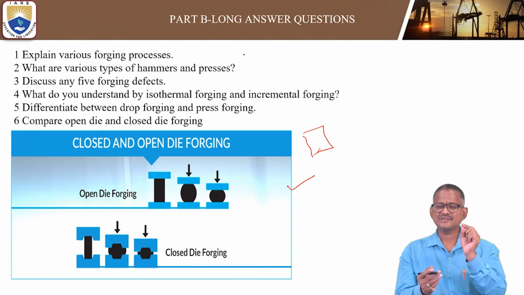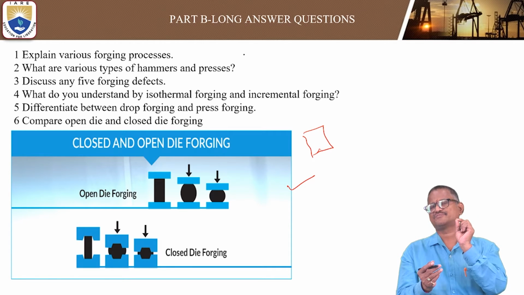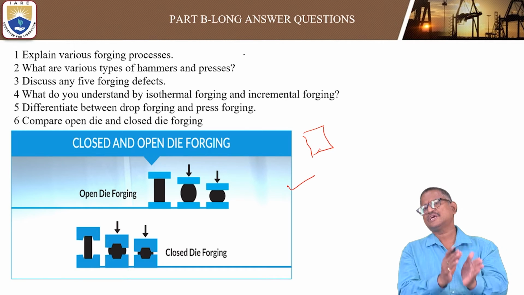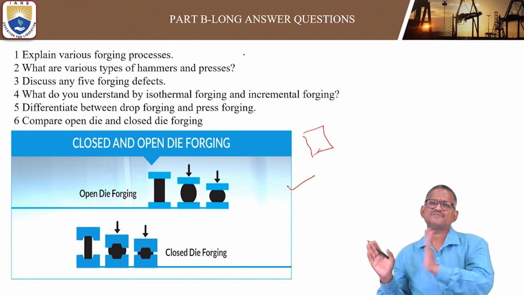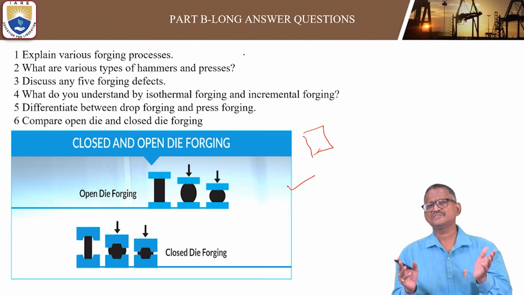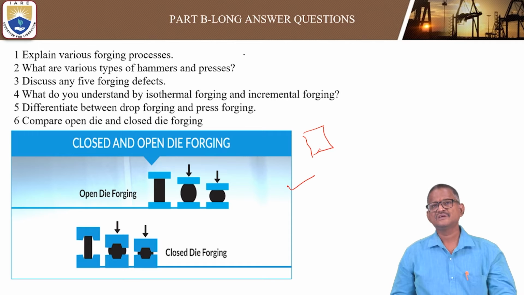Another interesting point in the forging process is the negligible wastage of material. Whatever amount of material is used, the same amount can be obtained in the final component. That is about open die forging and closed die forging processes. So this is about some long answer questions.